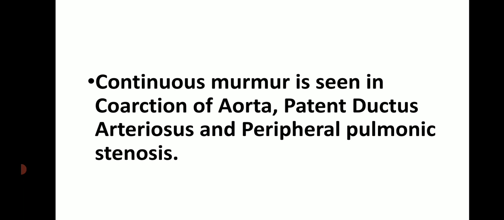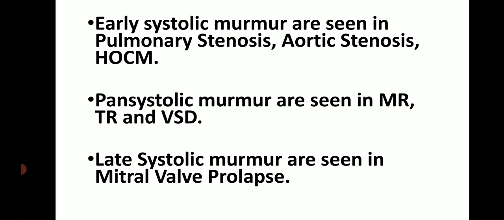Continuous murmur is seen in coarctation of aorta, patent ductus arteriosus, and peripheral pulmonary stenosis. Early systolic murmur is seen in pulmonary stenosis, aortic stenosis, and HOCM. Pansystolic murmur is seen in MR, TR, and VSD. Late systolic murmur is seen in mitral valve prolapse.